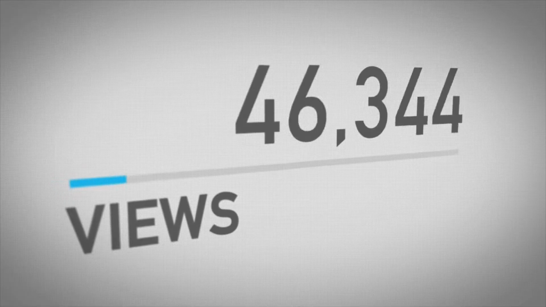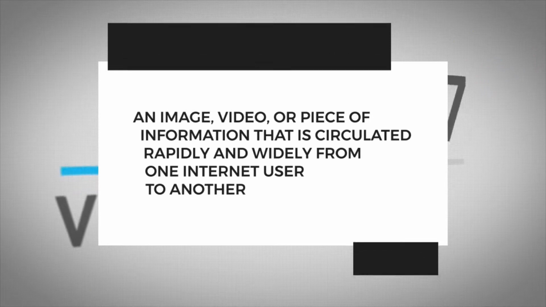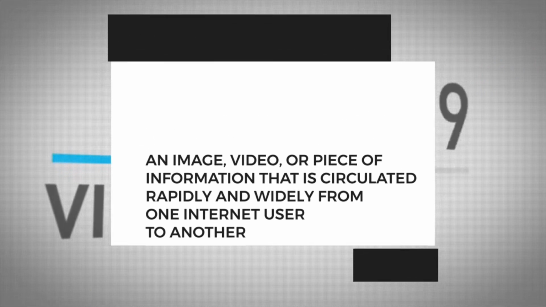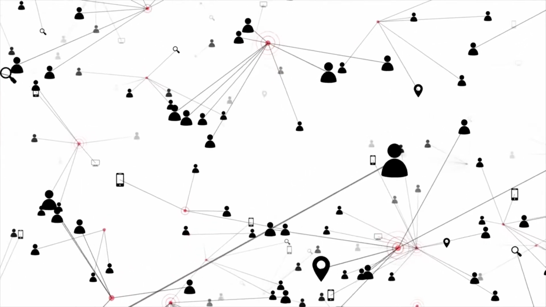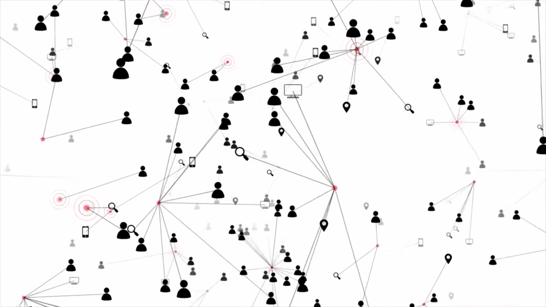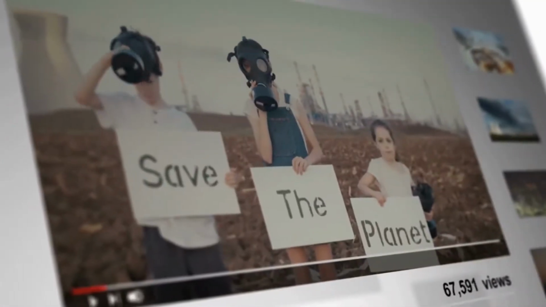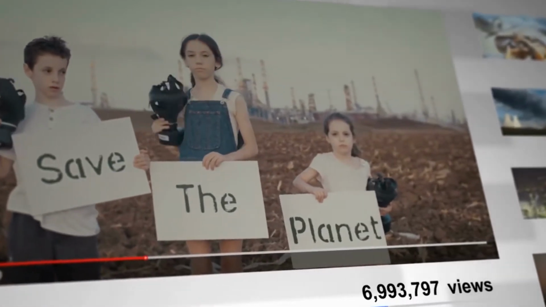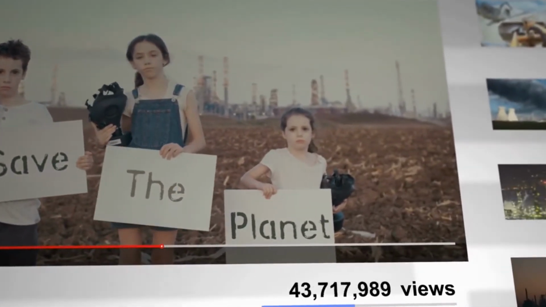The term viral is defined in the dictionary as an image, video, or piece of information that is circulated rapidly and widely from one internet user to another. And it's no surprise that this term has been on the rise ever since the increase in social media culture. But what exactly makes a piece of content go viral? What's the psychology behind viral content?